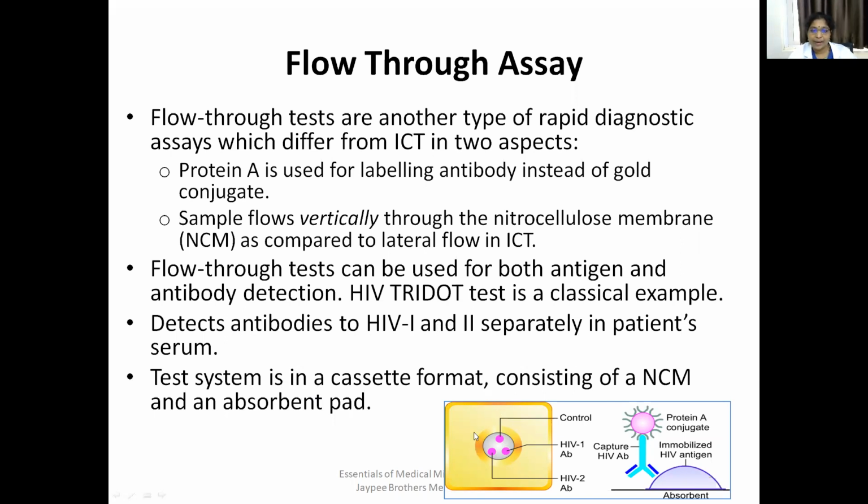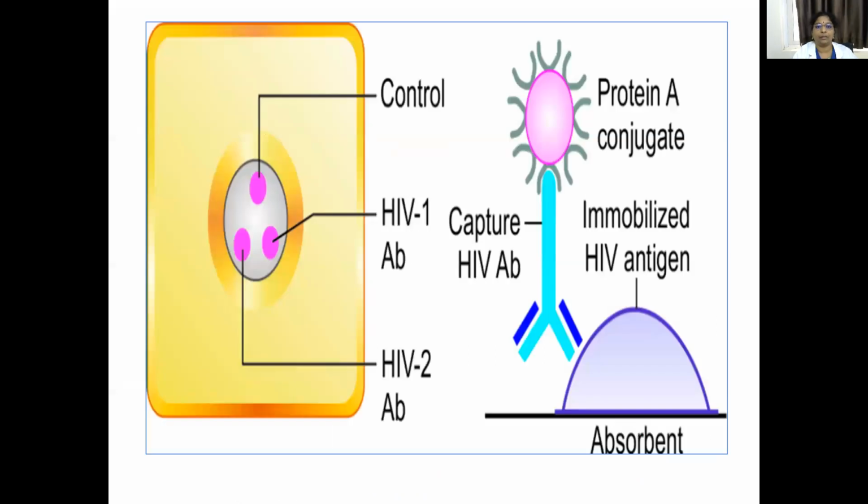It is called the cassette format, consisting of a nitrocellulose membrane and an absorbent pad. Inside there will be a nitrocellulose membrane and an absorbent pad. So this is the cassette for HIV. One spot will be for control, here control, and there will be 2 other regions to detect antibodies to HIV-1 and HIV-2.